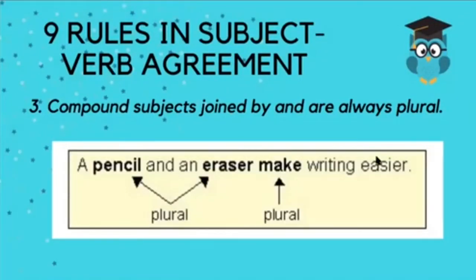Again, remember, make is in plural form. Makes is in singular form. So in this case, you have compound subjects, you have two subjects. That's why you will use the plural form for the verb. That is number 3, the third rule.